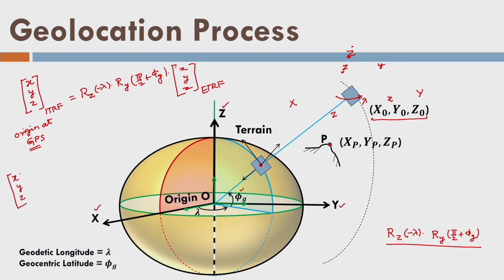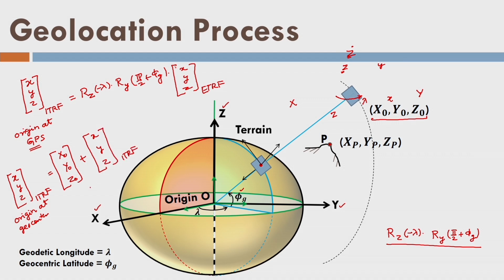x, y, z in the ITRF and origin at the geocenter is equal to x0, y0, z0 plus x, y, z ITRF with origin at GPS. Now, we can elaborate all these terms. So, this is the xp, yp, zp I got here, these coordinates.